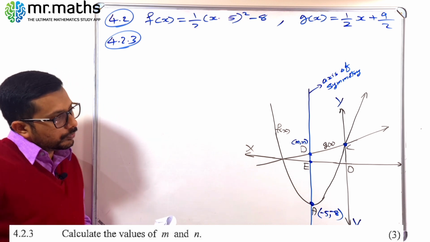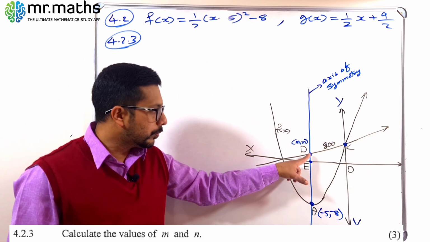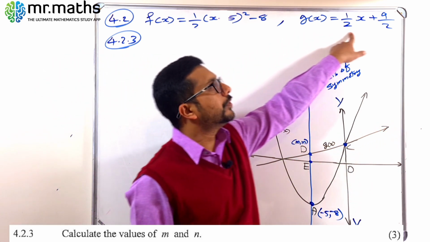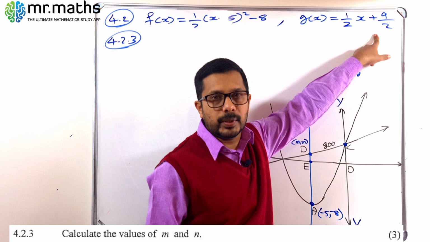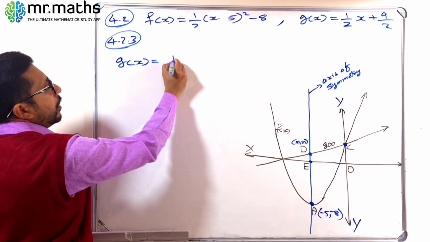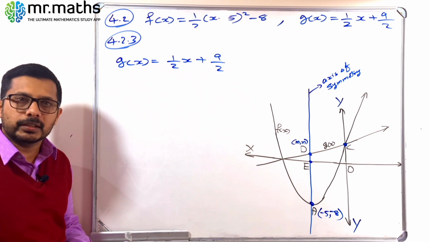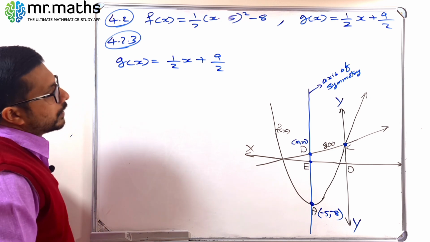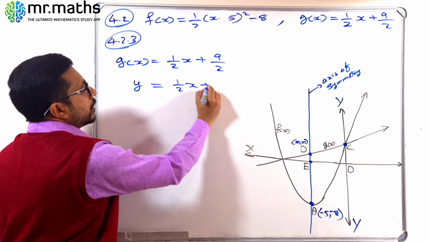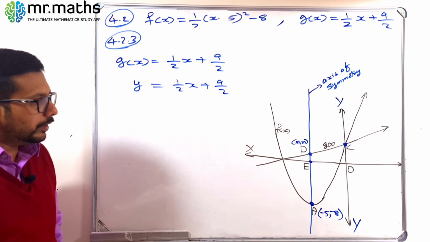So what is the equation of that g of x? Don't forget that this point D is a point on this g of x graph. Am I right? And what is the equation of g of x? It is given in the question. So let me write that equation. G of x is equal to half x plus 9/2. Now this g of x is the same as y is equal to half x plus 9/2. Now how can you find the coordinates of that point D?